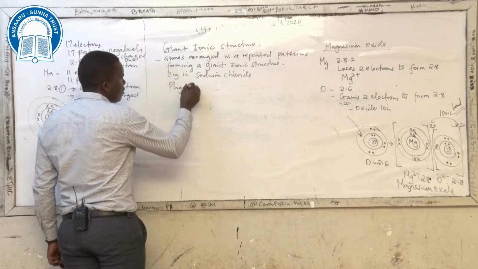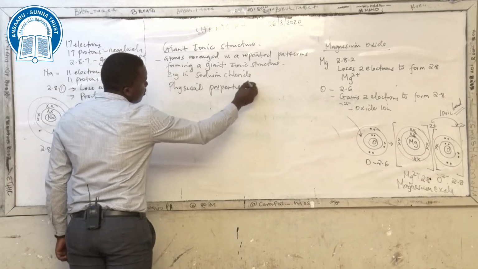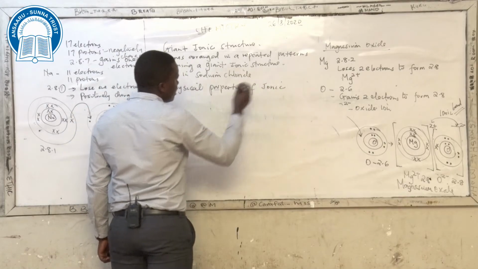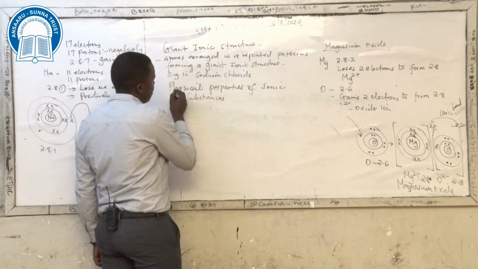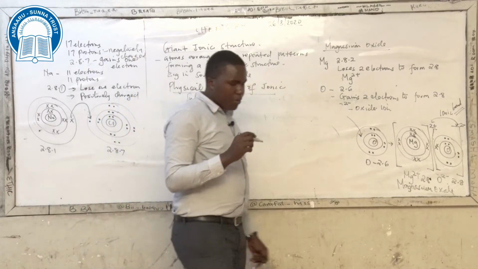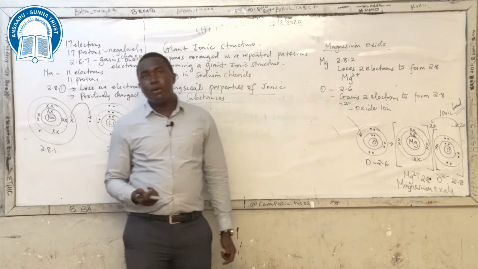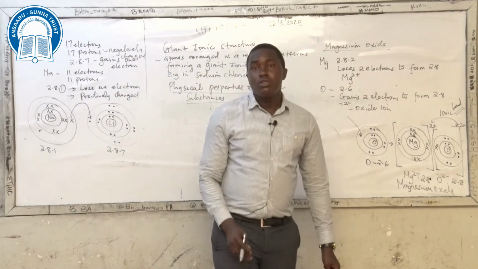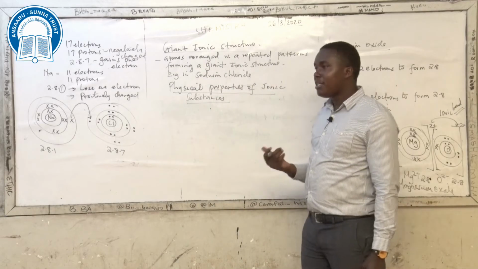Physical properties of ionic substances. Physical properties are things like solubility, melting and boiling points, and electrical conductivity. So you want to look at how these substances behave.